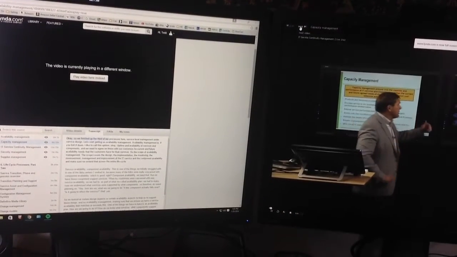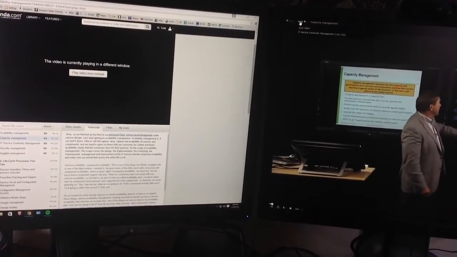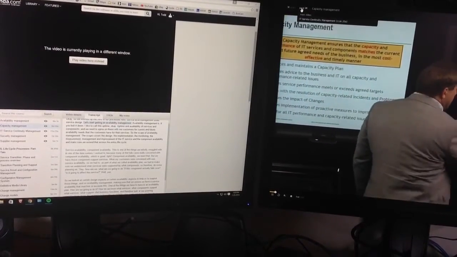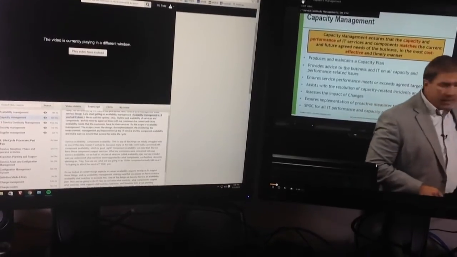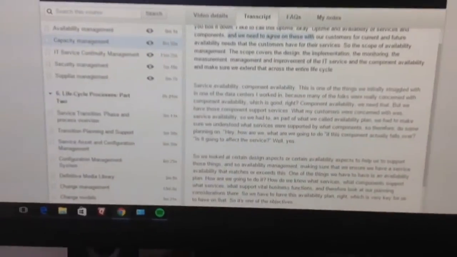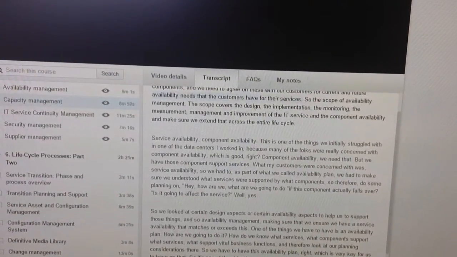Okay, so far in service design, we've talked about design coordination, service catalog, service level management, availability. So let's move on to capacity management. Let's talk about a few important aspects of capacity management. It's really a balancing act. Capacity management is a balancing act, balancing costs against the resources needed, right? A balancing act of supply against the demand.